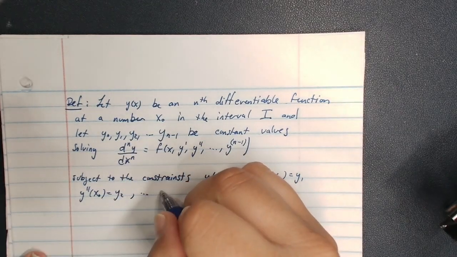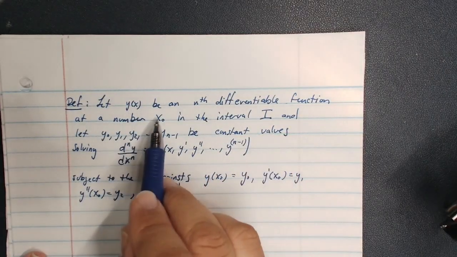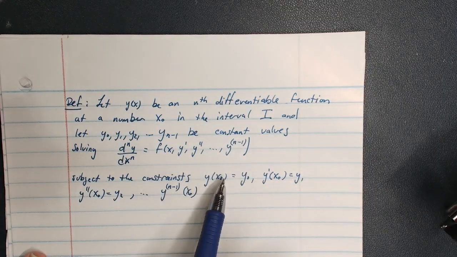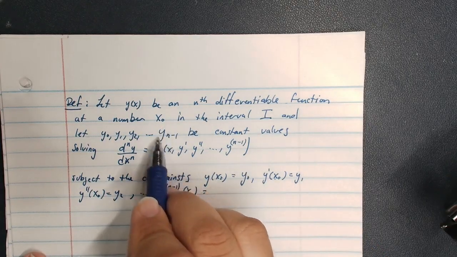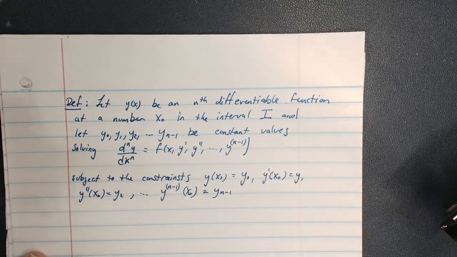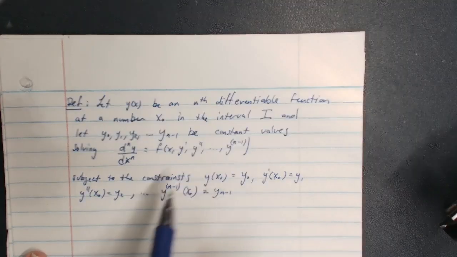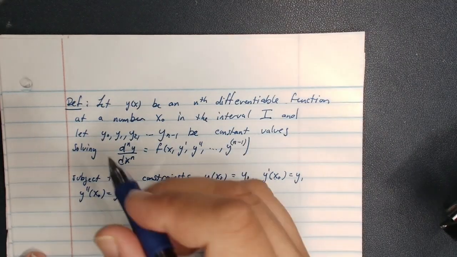And so eventually, if you take the n minus first derivative of your function y and plug in that exact same x0, and that is important here, it does have to be the same number each time that you're plugging in. That should give you this final constant value y sub n minus 1. Okay? Solving this problem, subject to these constraints, is what's called an nth order initial value problem.